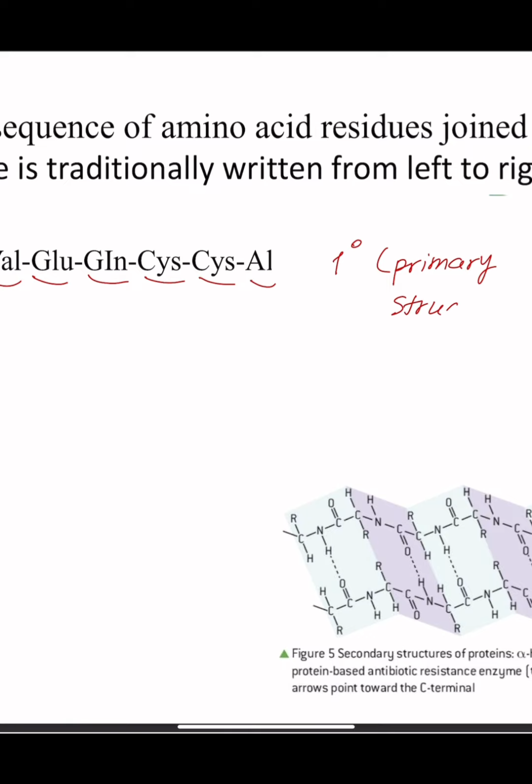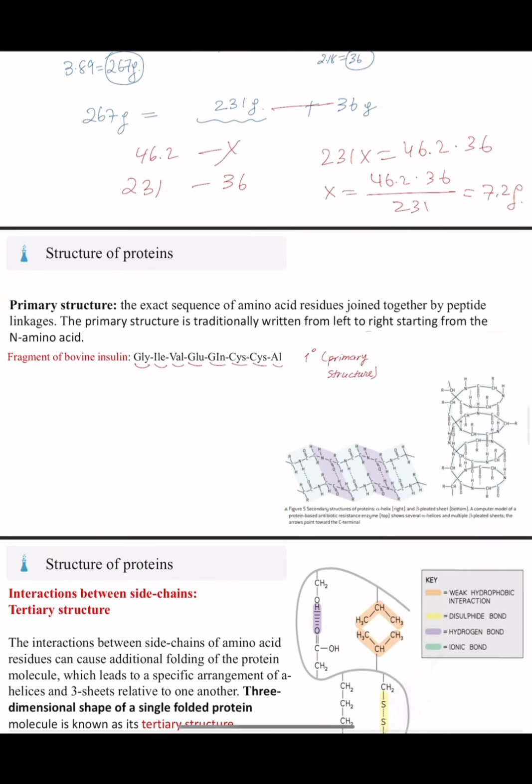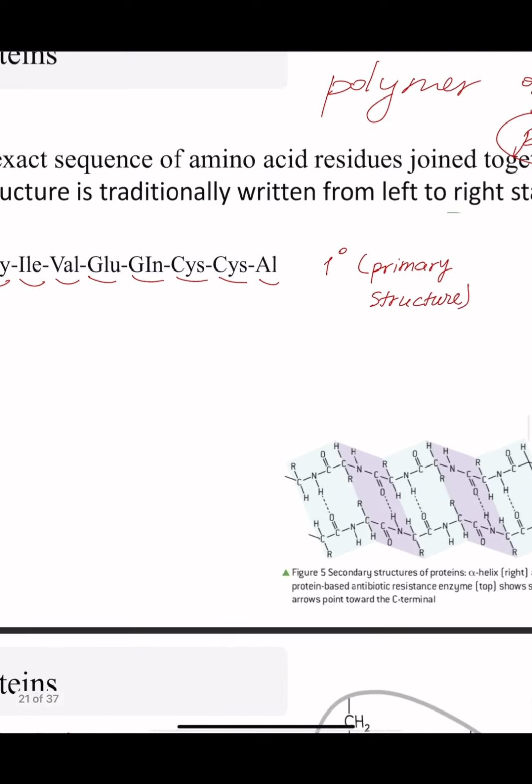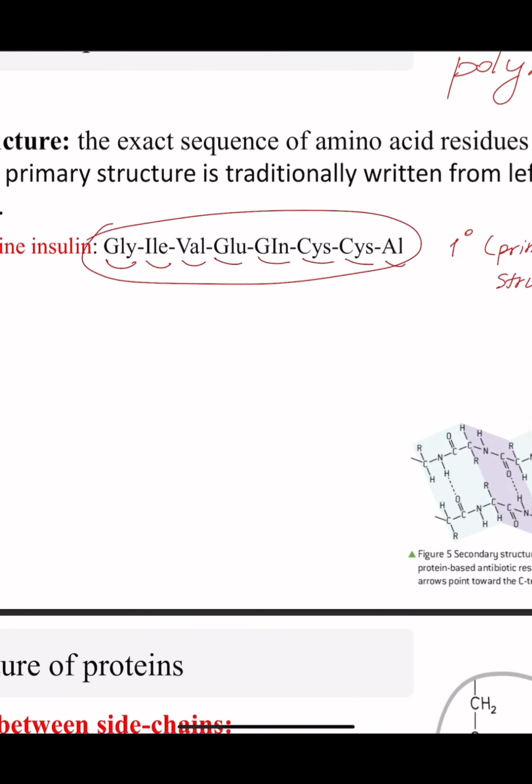We call, when amino acids add up together, the polymer of amino acid is going to be protein. The ultimate product is protein. Okay? So the primary structure of the protein is looking like this, right?